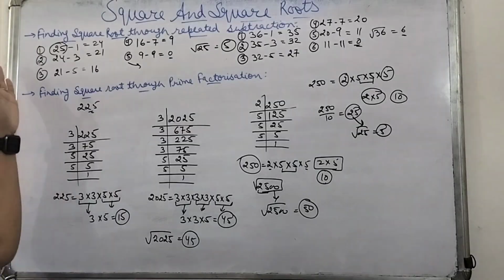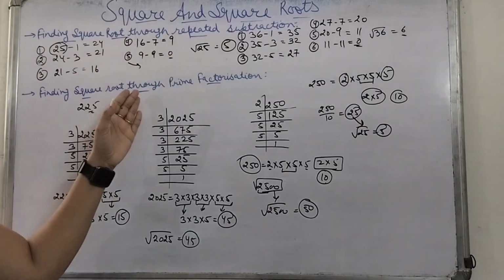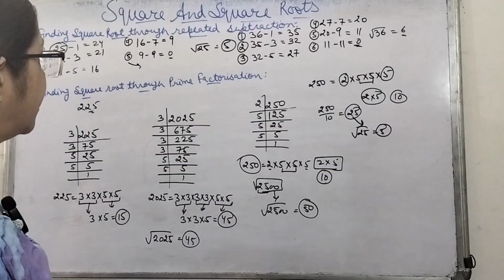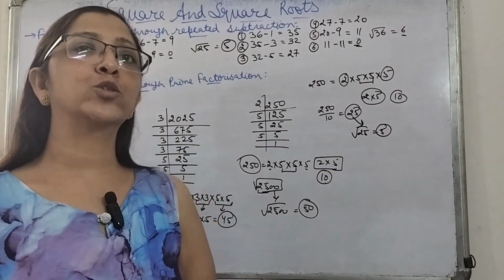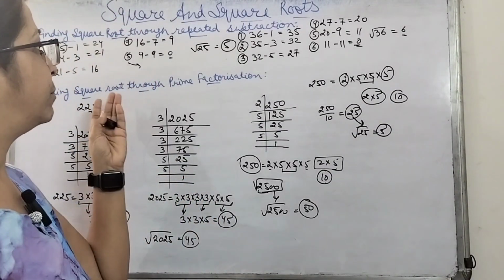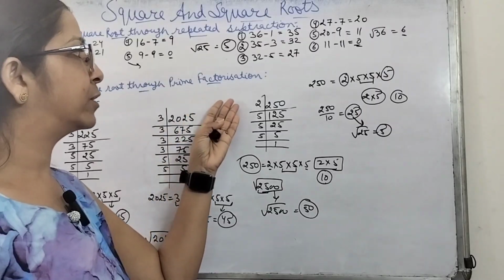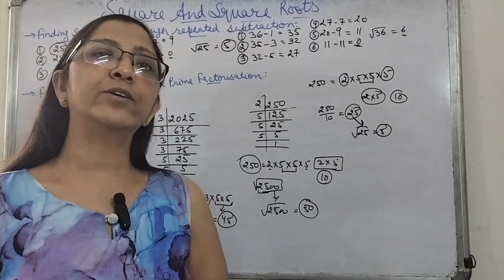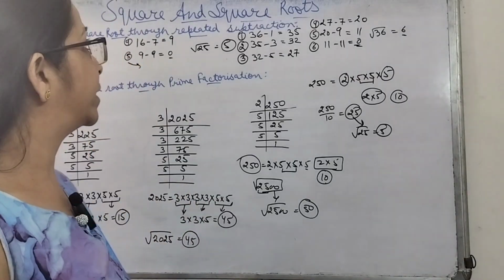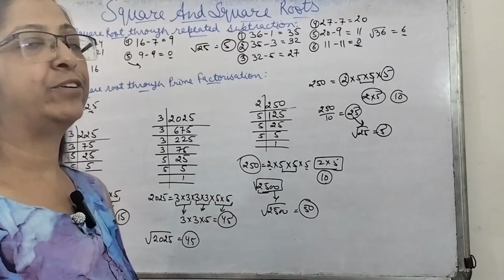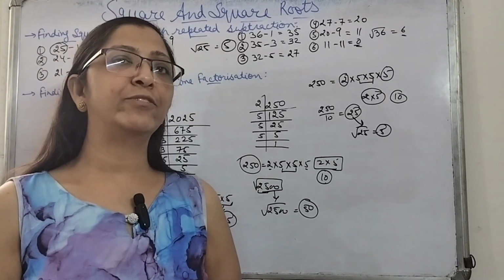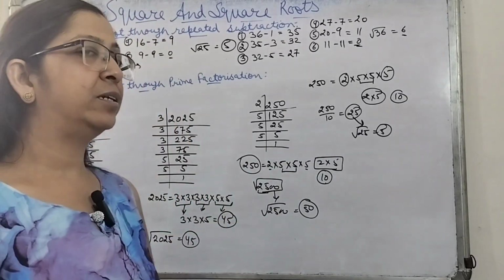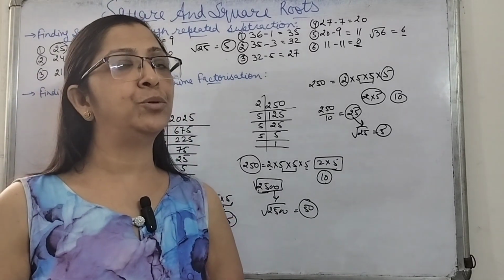So this is how, by repeated subtraction and through prime factorization, we can find the square root of a given number. There is one more method of finding the square root. If your numbers are very big or not perfect squares, then we can also use the division method. We already have a video on how to find the square root of a number by the division method. You can watch that video so it will be clear how to find the square root by the division method and how to solve related problems.